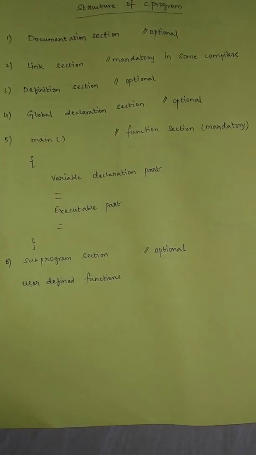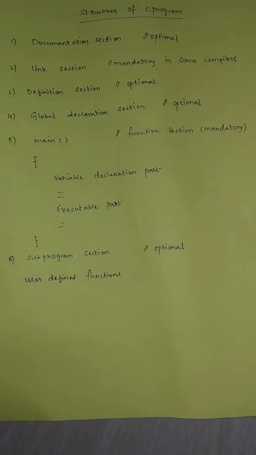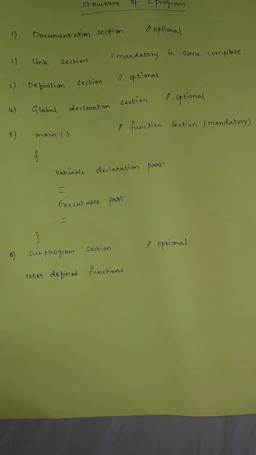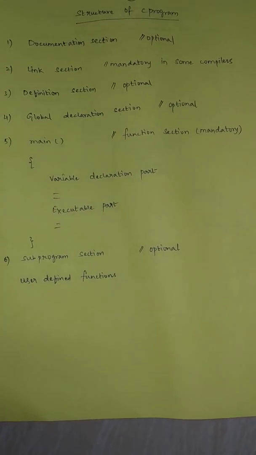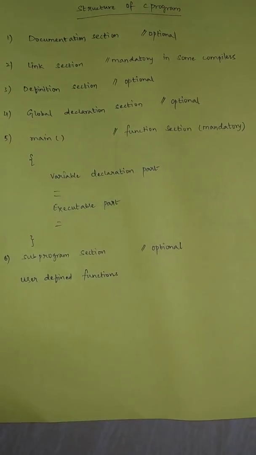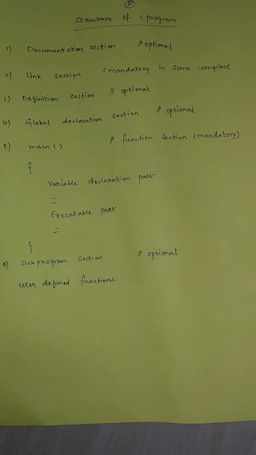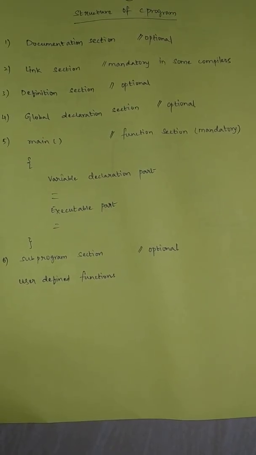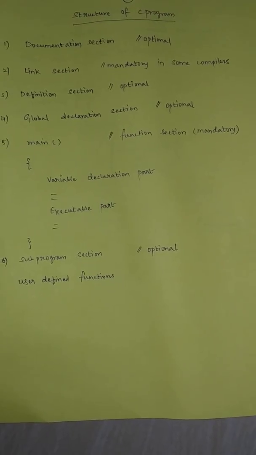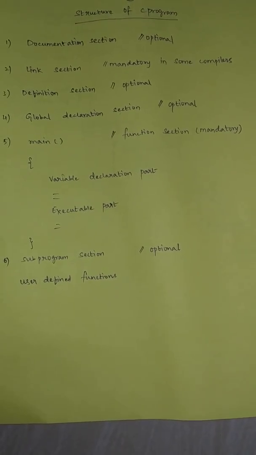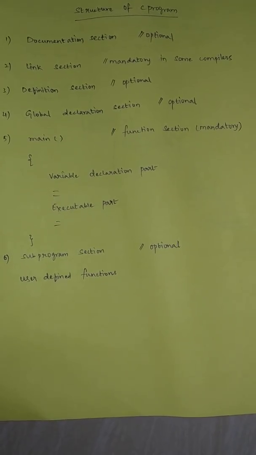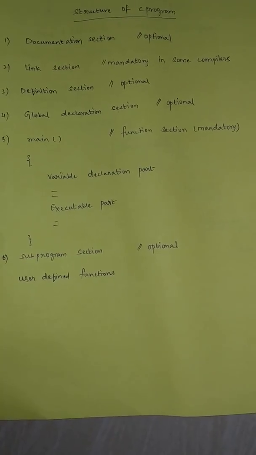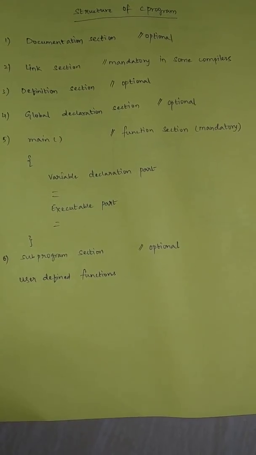Now coming on to the third one, the definition section. In this definition section, basically we use this when we are writing a particular program using the functions concept. So if we are using user defined functions in our program, then we first have to mention that particular function we are using. That means you have to tell the compiler that you are going to use that particular function in your program. So that is called the definition section, giving the definition of whatever function you are using. And this is also optional. That means if you are using functions, you have to mention this definition section, otherwise it is not required.